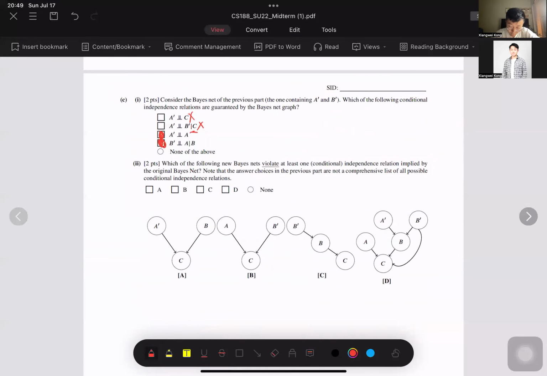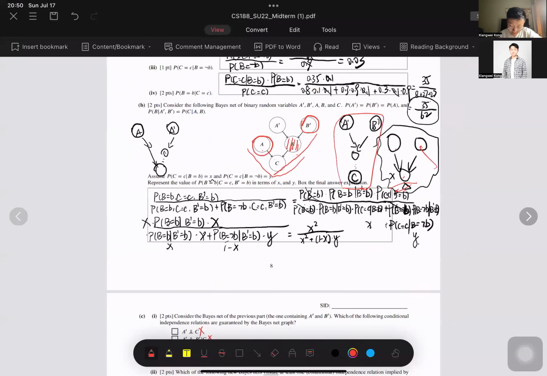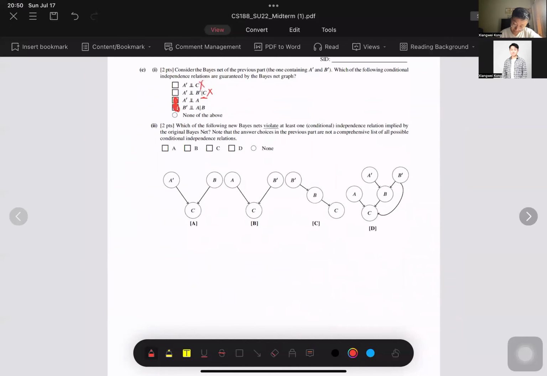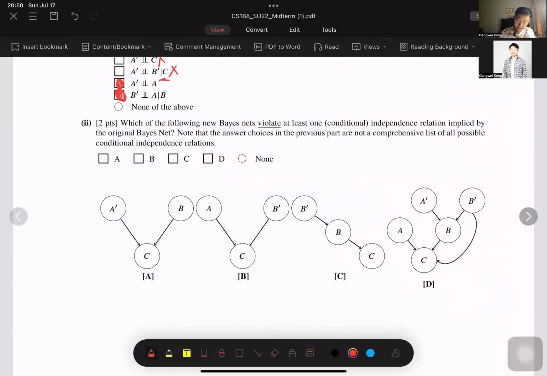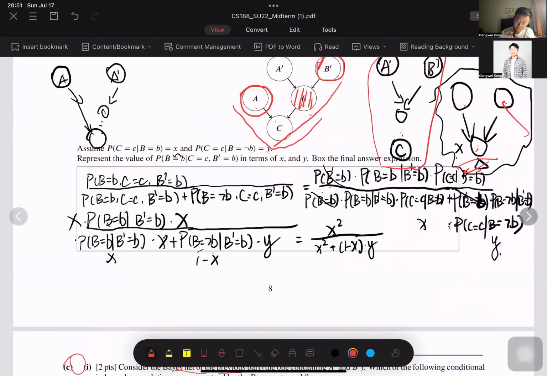For the next question, which of the following Bayes-Nets violate at least one independence relationship implied by the original Bayes-Net? So, okay, for question A prime, B, and C. For the original Bayes-Net, what we mean is here. Since this question belongs to C, and C considers this Bayes-Net, then the original Bayes-Net will refer to this one.